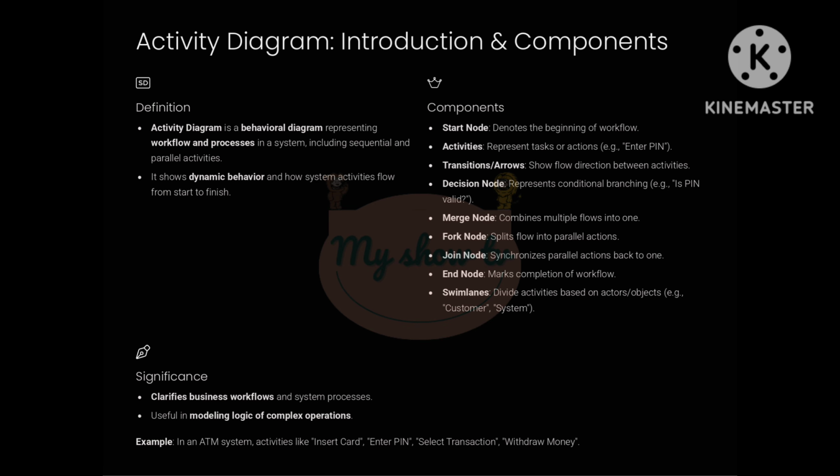Join nodes merge parallel activities back together. End node, shown as a circle with a border, marks the end of the activity flow. Finally, swimlanes divide the diagram into sections based on who performs which activity, like separating customer activities from system activities. Activity diagrams are essential for understanding the process flow, identifying steps, and optimizing workflows.